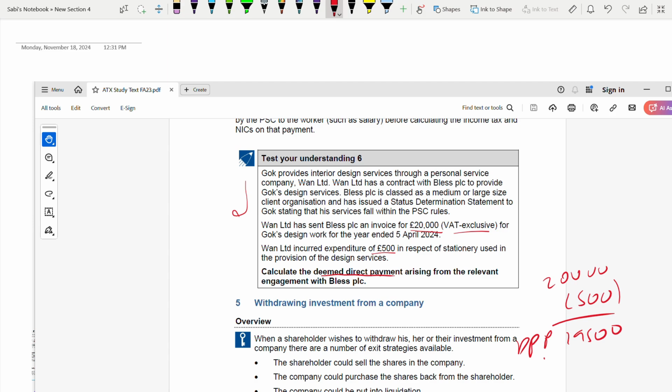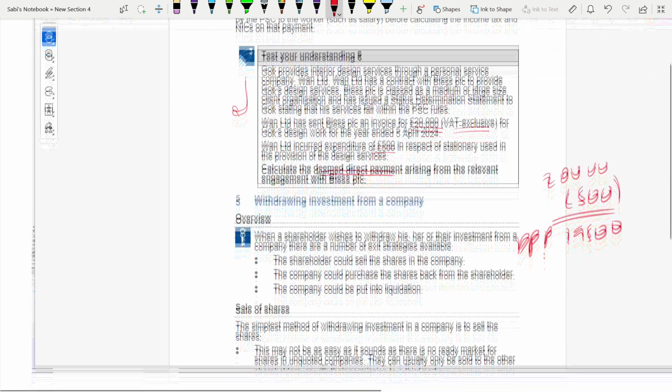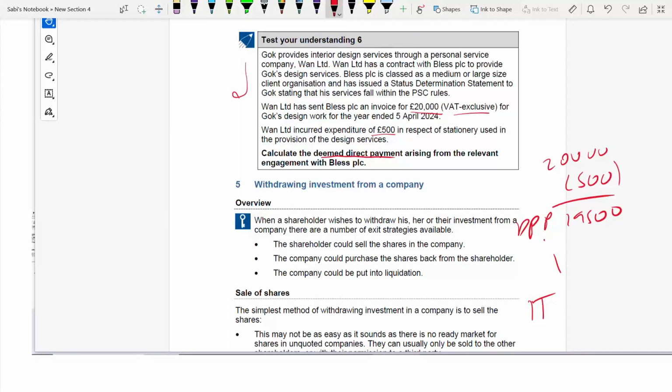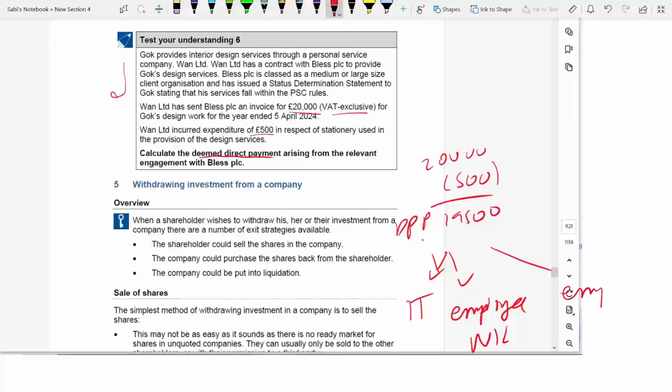Okay, so this DDP will be subject to income tax, employee NIC, and employer's NIC, three things. Okay, so this income tax, employee NIC, and employer's NIC would be calculated in the same way as if the worker was a direct employee of the client PLC. So that's it.